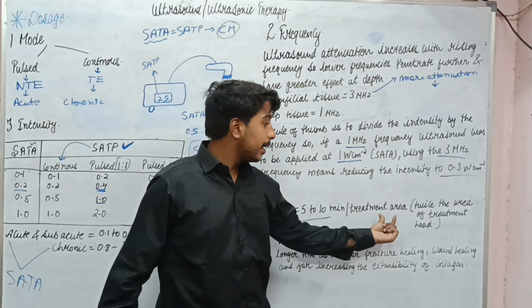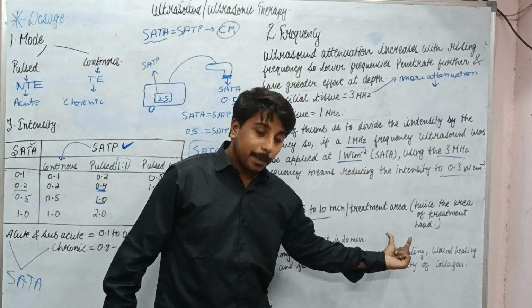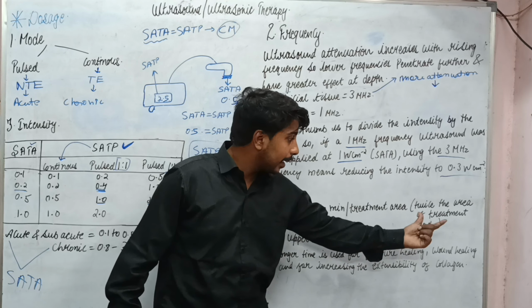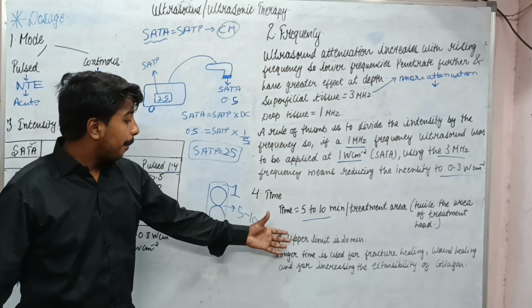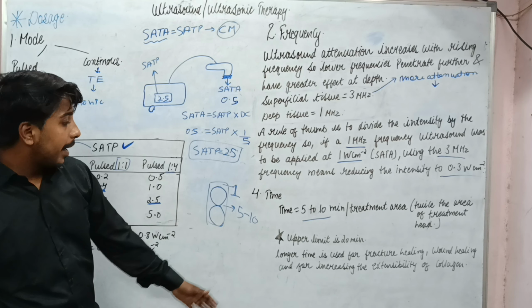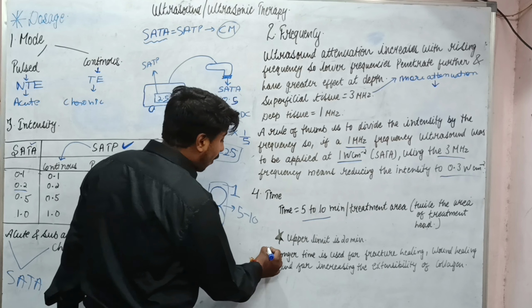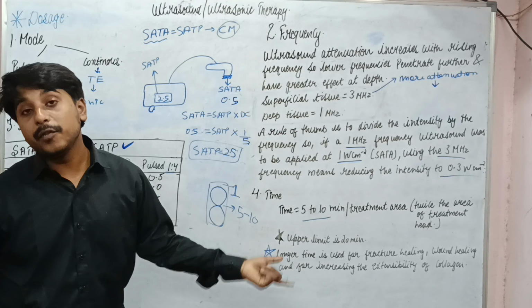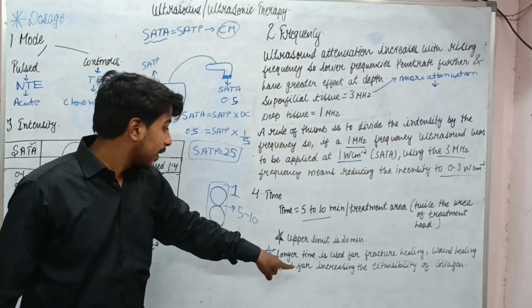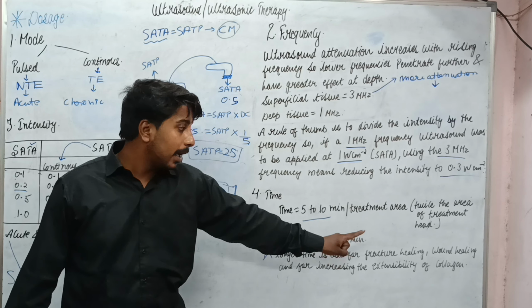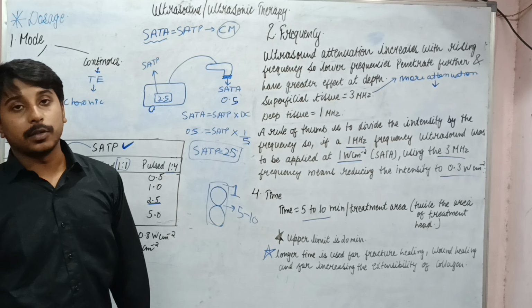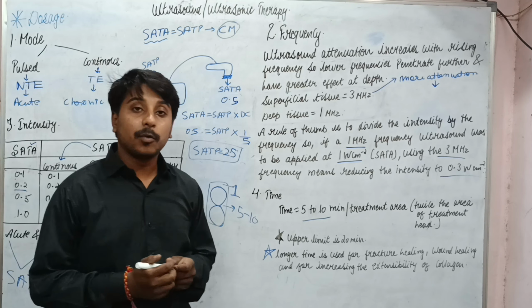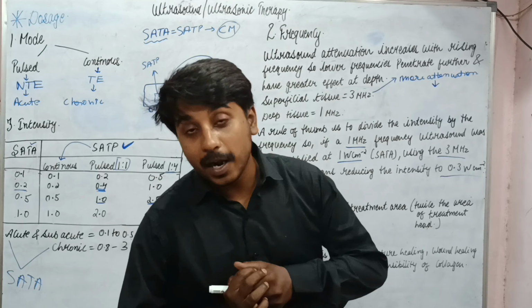It is 5 to 10 minutes per treatment area, and the treatment area is equal to twice the area of the treatment head. The upper limit is 20 minutes, and a longer time is needed for healing purposes. That is, either fracture healing where we use LIPUS, or for increasing the extensibility of collagen. Okay, so this is about the dosage of ultrasound.